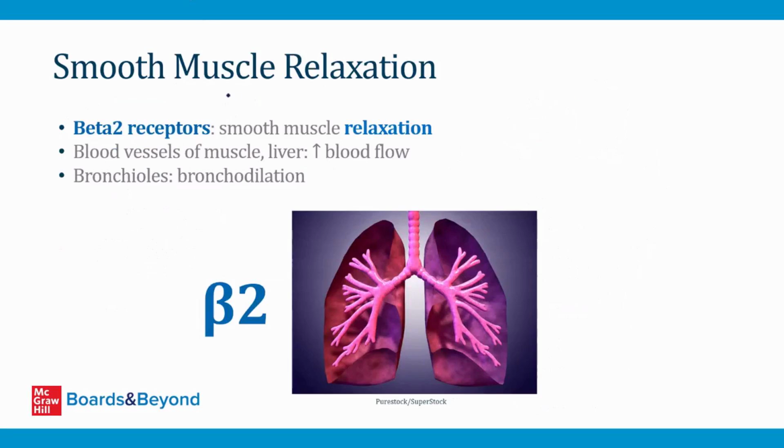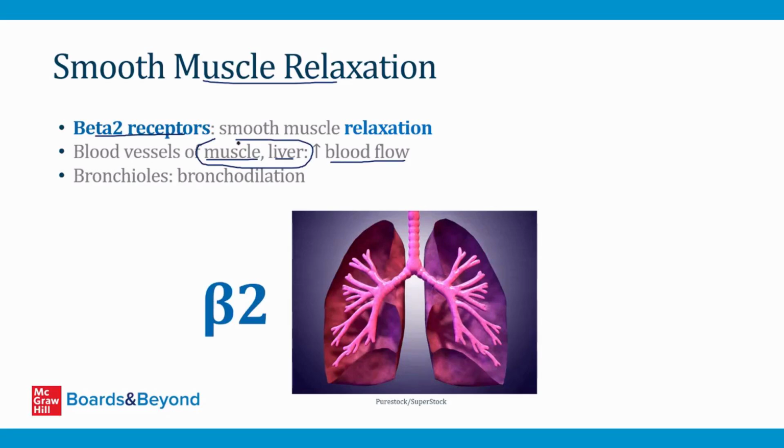In contrast, when the sympathetic nervous system wants to generate smooth muscle relaxation, it uses beta-2 receptors. In blood vessels, you find beta-2 receptors on smooth muscle around skeletal muscle tissue in the liver. So when the sympathetic nervous system is activated, you get more blood flow to these regions. Remember on the last slide, I told you you get less blood flow to the skin and the GI tract, but muscle beds and the liver actually get more blood flow when the sympathetic nervous system is activated. And that's because of beta-2 receptors.